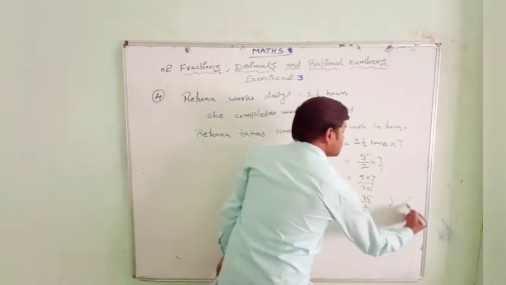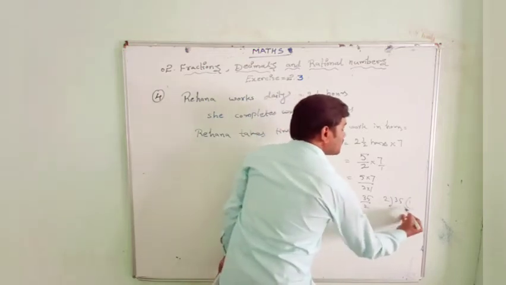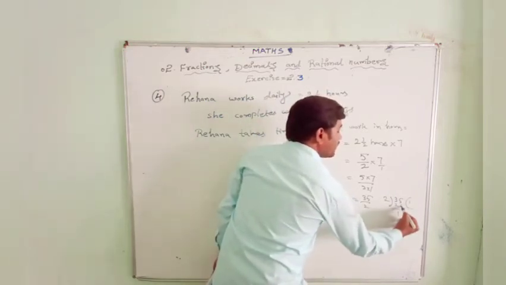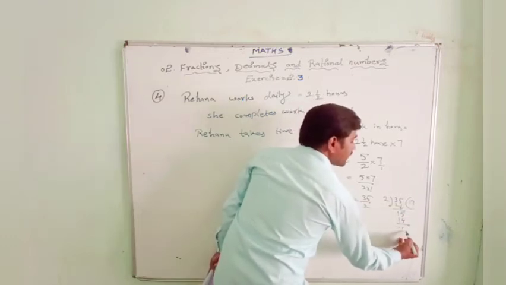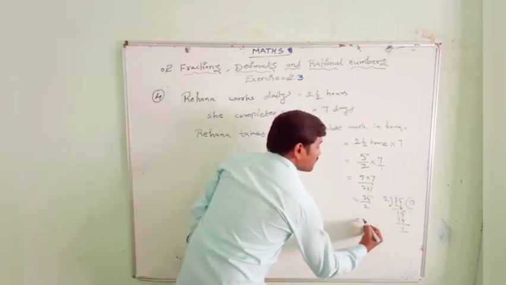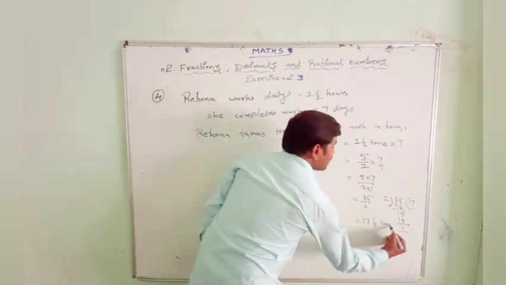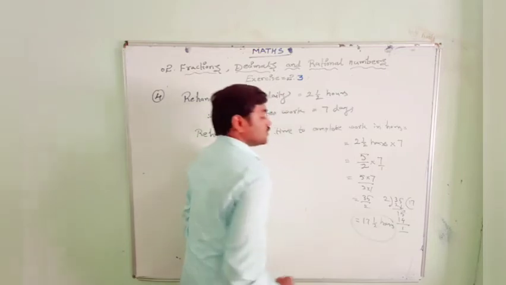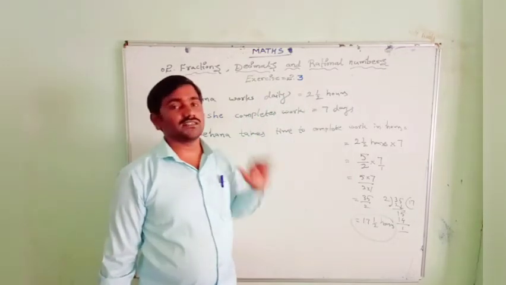So simple, this 35 will be divided by 2 now. 2 1s are 2, we get 1. We bring down the 5 here. 2 7s are 14, we get 1. Now here, 17 whole 1 by 2. Okay, 17 whole 1 by 2 hours. So she will take 17.5 hours to complete the work.